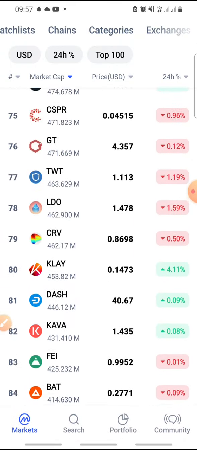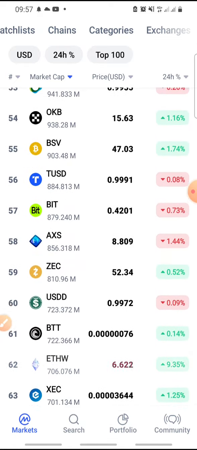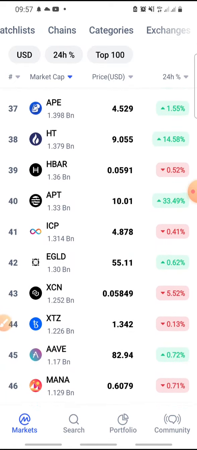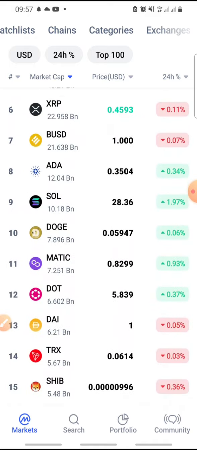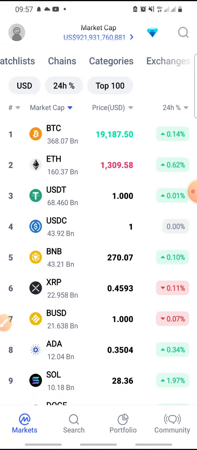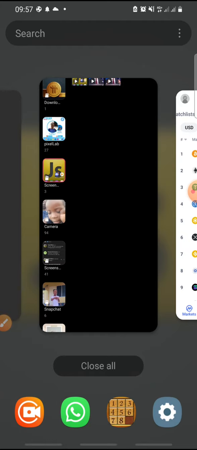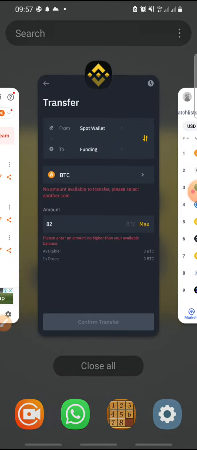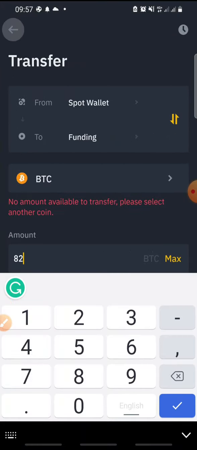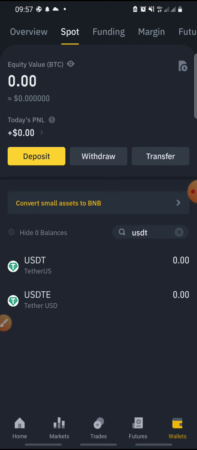Okay, so you see the currencies and their values attached to them here. All right. Now you can own any of these currencies, but where to buy them is what we are looking at. And so let's go back to Binance, where we can buy these currencies.